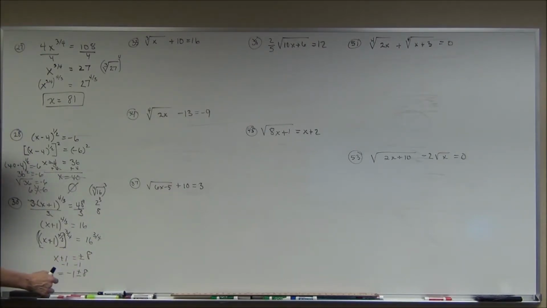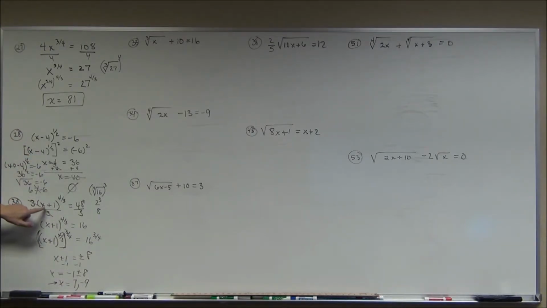Put the negative first. I know it's a minus 1, but put it as a negative 1 plus or minus 8. That way, negative 1 plus 8 is positive 7. Negative 1 minus 8 is negative 9, and you get your two answers. Now, I'm pretty sure both of those are good answers, but you'd have to take them back to here.